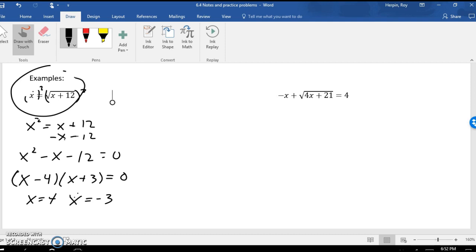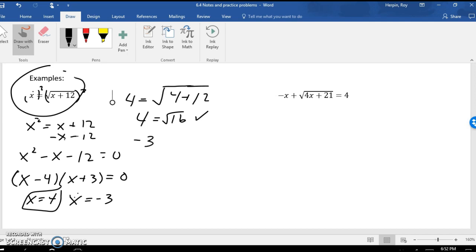So I'm going to plug them back into the original. So I get 4 equals square root of 4 plus 12. So 4 equals square root of 16, which I know that works. And the next one, so I know this one is a solution. Next one is negative 3 equals the square root of negative 3 plus 12.